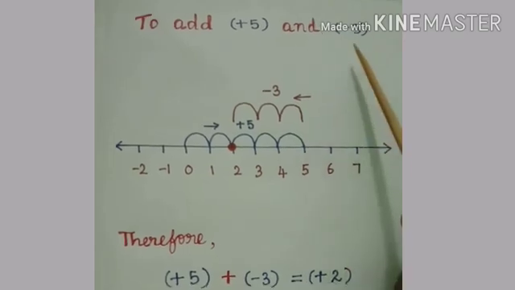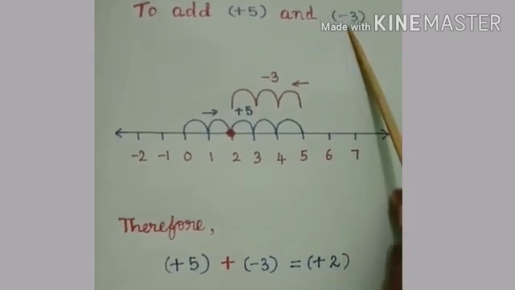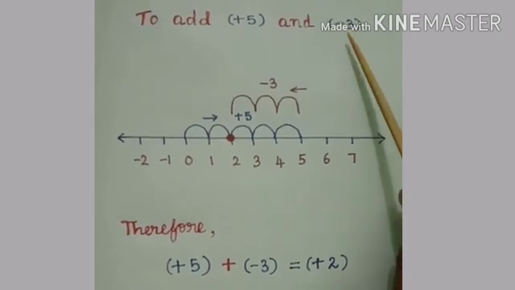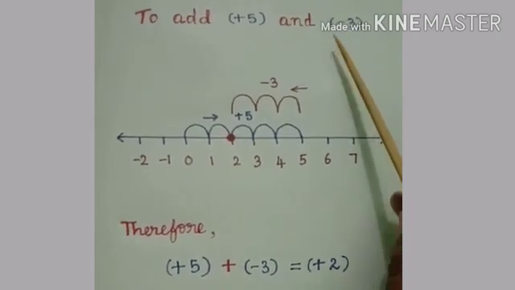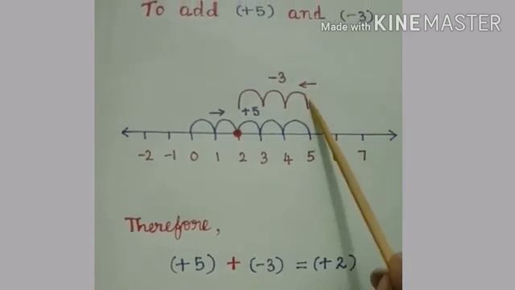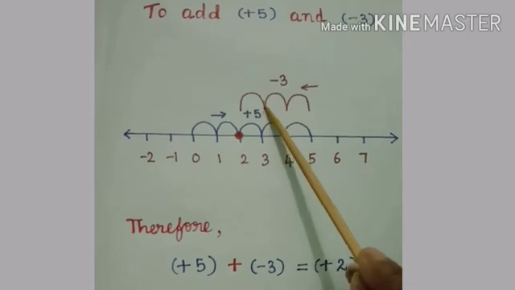The second operand is -3, which is a negative integer. So we have to move backwards from 5 to represent minus 3. That is 1, 2, 3.